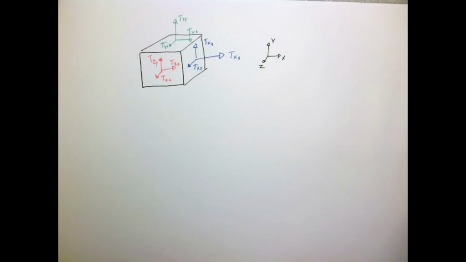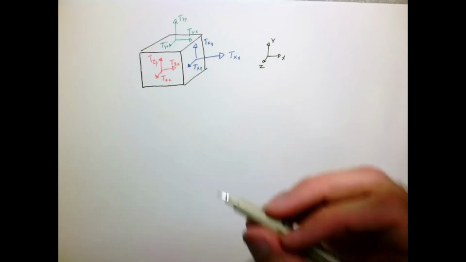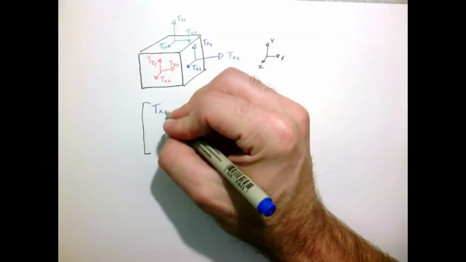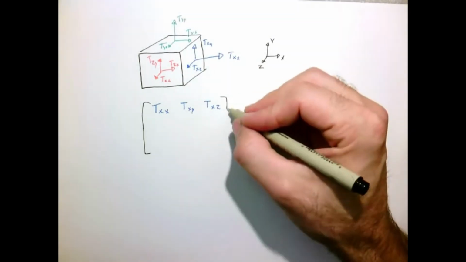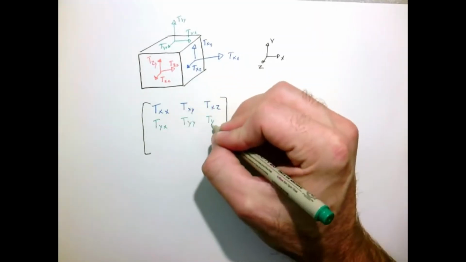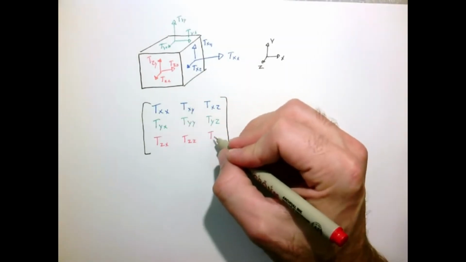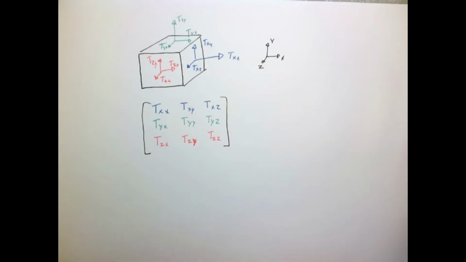So we represent these 9 components of the stress tensor in a matrix. So we represent it as such. So it has 9 components, and this is what we call the stress tensor.